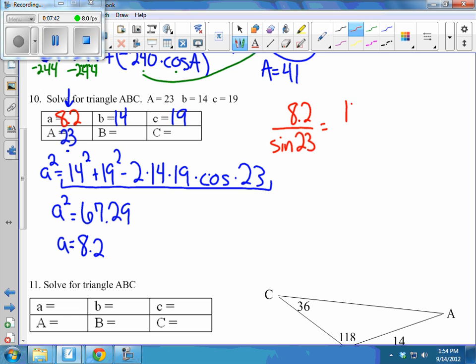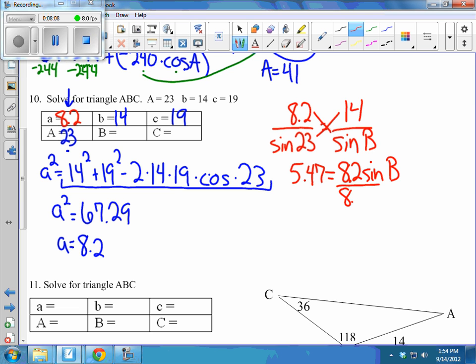And then that would be 14 over sine of big B. And now I go back to my cross products. 14 times sine of 23, I'm going to put 5.47 instead of 5.5. And that means when I take 8.2 times sine of B, I should also have 5.47. And now to get B by itself, I have to move the sine and the 8.2. I move the 8.2 first by dividing.